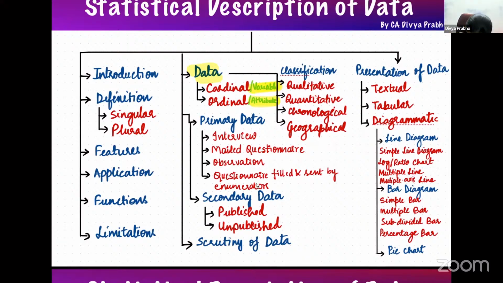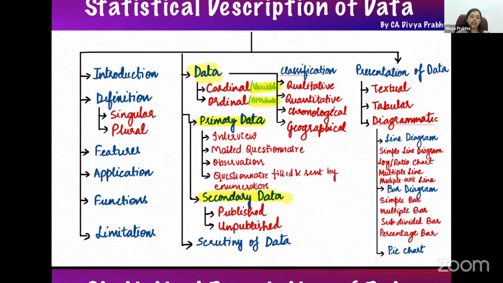Now coming to data. The data can be primary data, it can be secondary data. What is primary data? Primary data is data which the investigator collects for the first time, correct? But if the data which is already collected is used by some other person, that is secondary data. For example, census. You are collecting the data from the census report. What is that data? Is it primary or secondary?